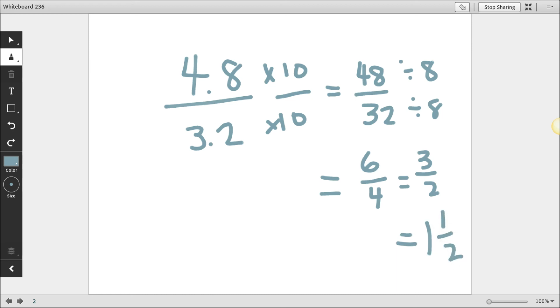So that's a quick help for intermediate algebra for the lesson with fractions.